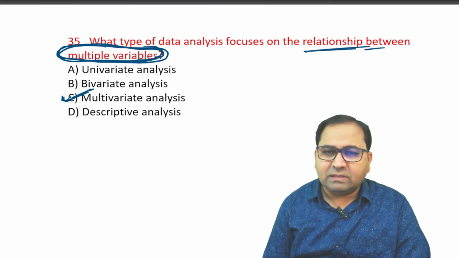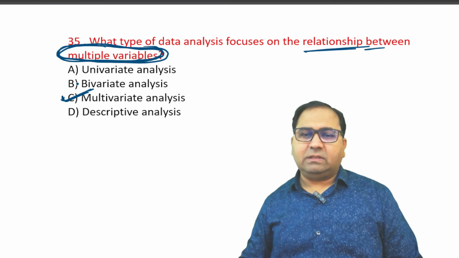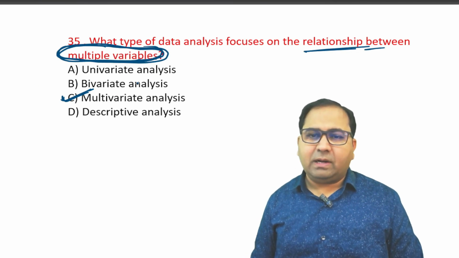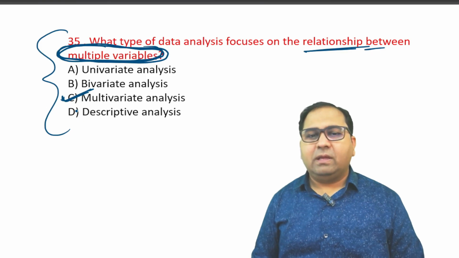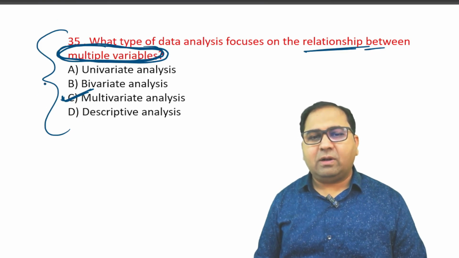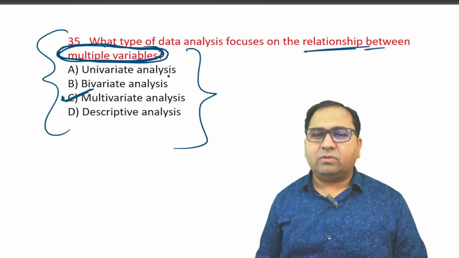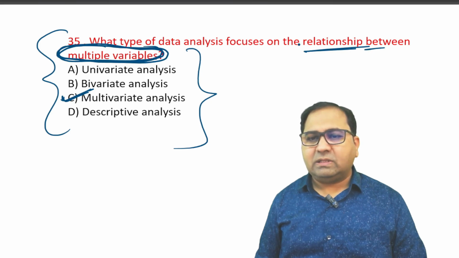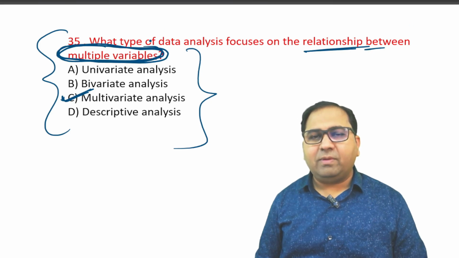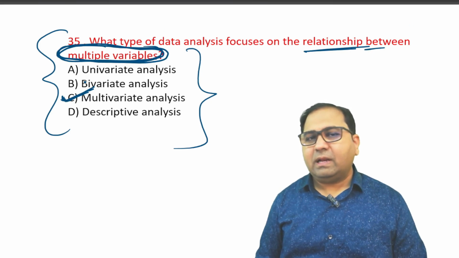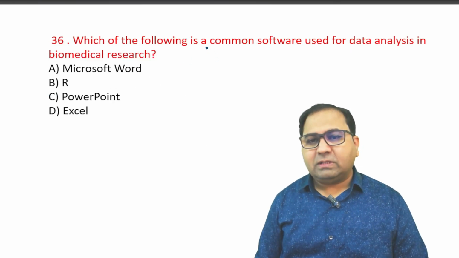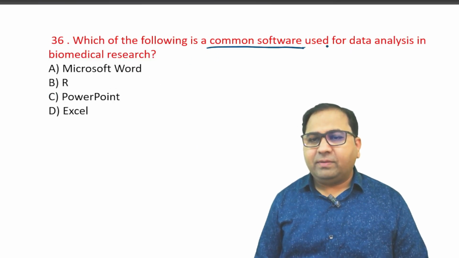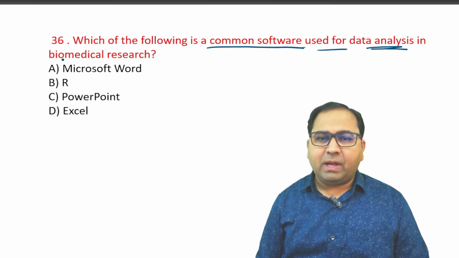Multivariate analysis. This is the simplest of the questions in the basic course of biomedical research. No question will be simpler than this question. You are not supposed to answer it wrongly. This is the easiest question. So what type of data analysis focuses on relationship between multiple variables? It is multivariate analysis. Chalo, next question. Which of the following is a common software which is used for data analysis in biomedical research?